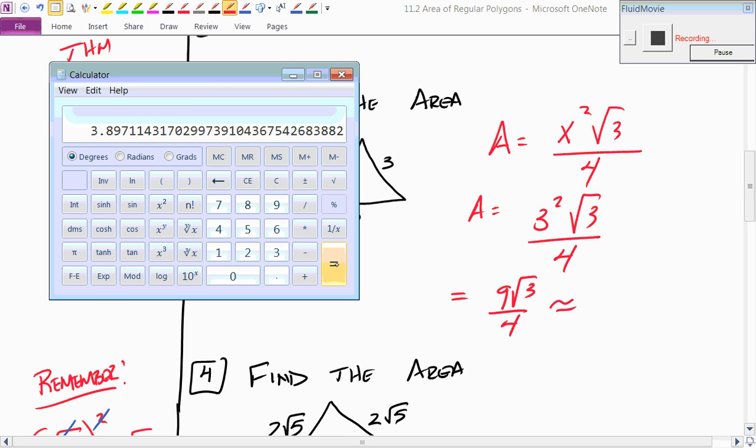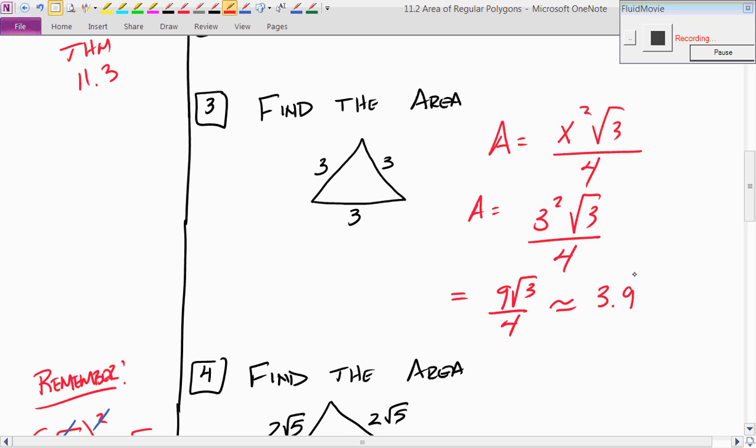So the answer I'm looking for is about 3.9. So whatever calculator you have right now, please put 3.9 on the screen, by simplifying this expression so that I know you can do it. Whatever calculator you have, please enter 9 square root of 3 divided by 4. Here we go.